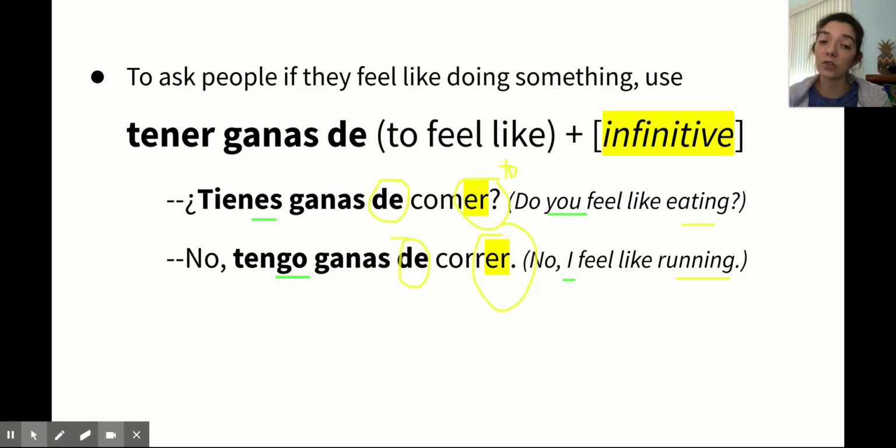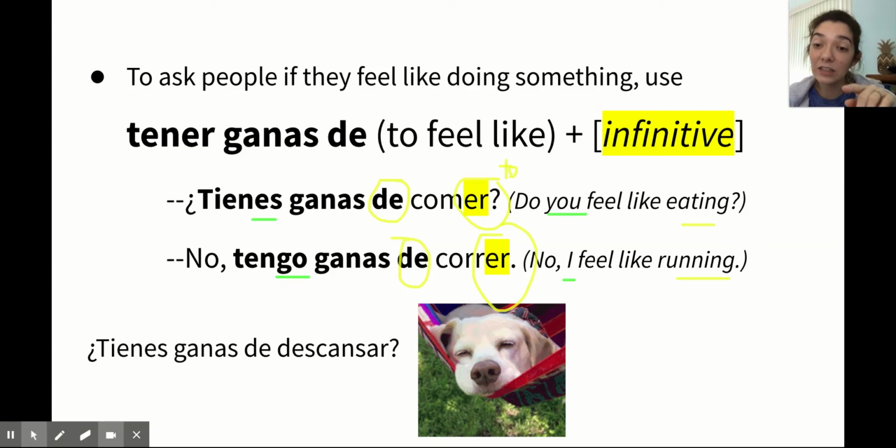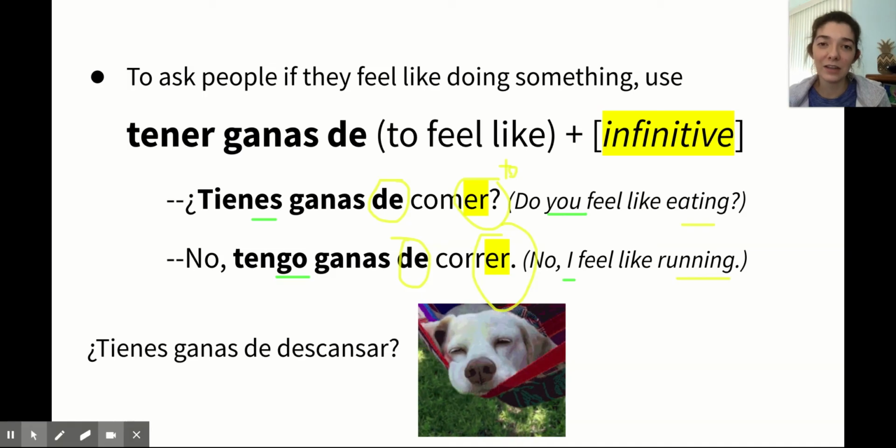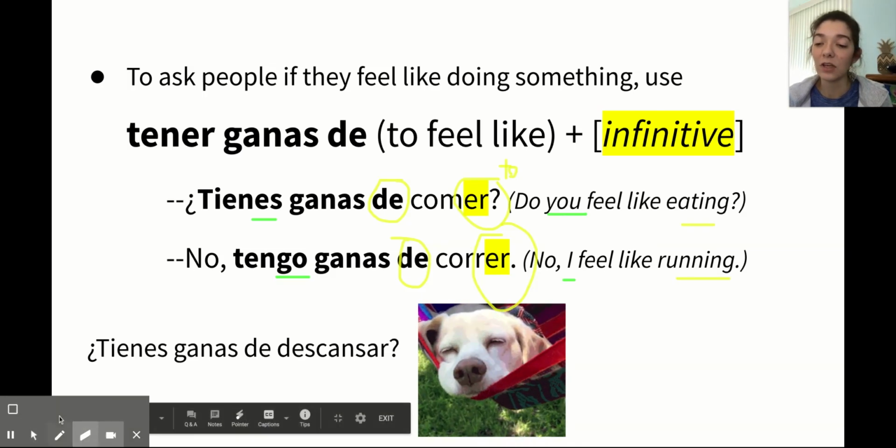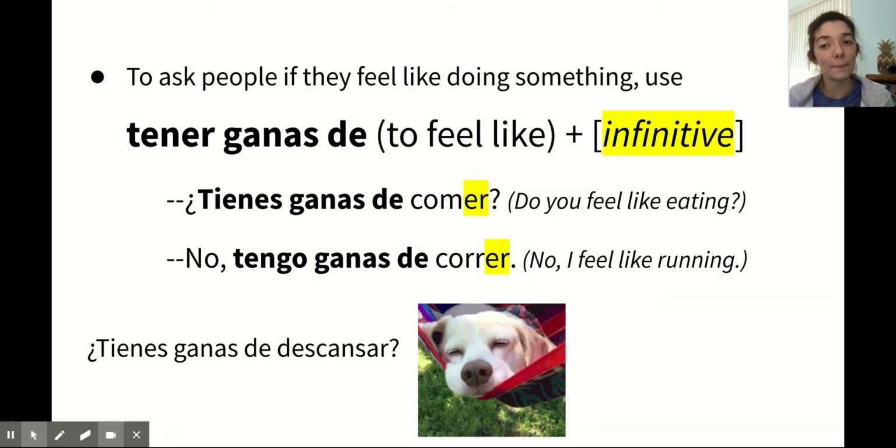Okay, so notice the structure there. So if I ask you this question, ¿Tienes ganas de descansar? How would you answer that? You tell me in that Ed puzzle. ¿Tienes ganas de descansar? I would say sí, tengo ganas de descansar.